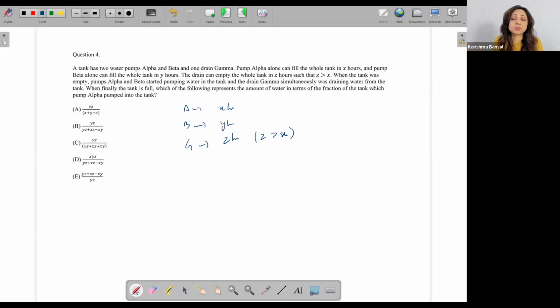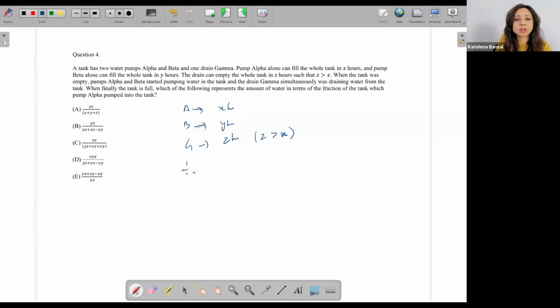All right. Now, when was the tank full? We need to find that out, right? Let's try and use our variables first of all. So A takes X hours, B takes Y hours working alone, and gamma takes Z hours working alone. Rates are additive. We just discussed it in our question 1, remember?